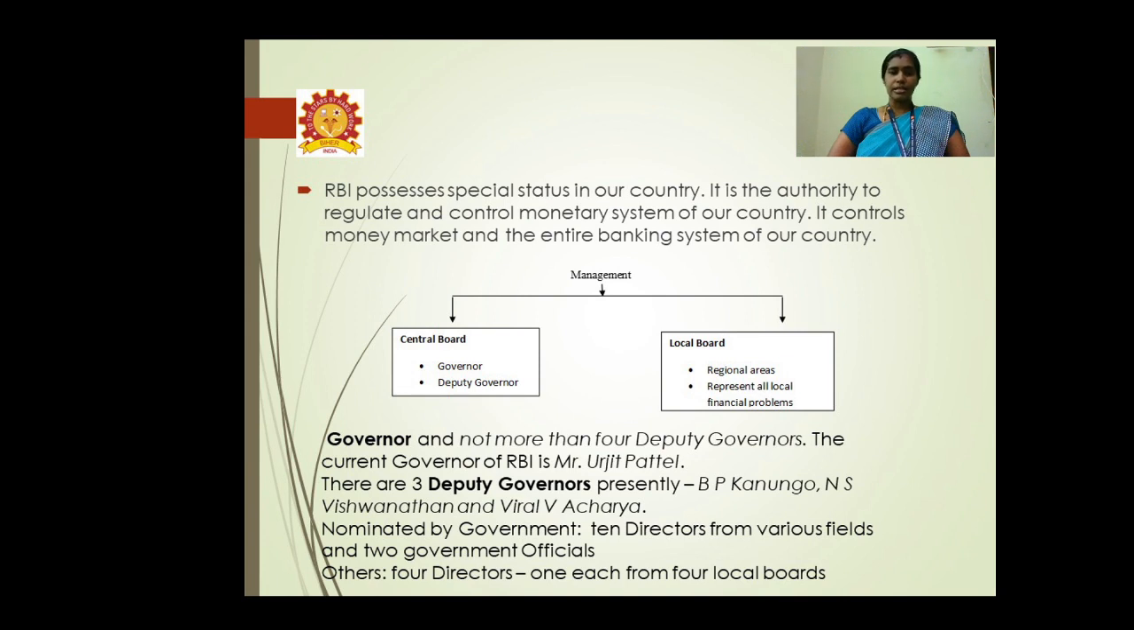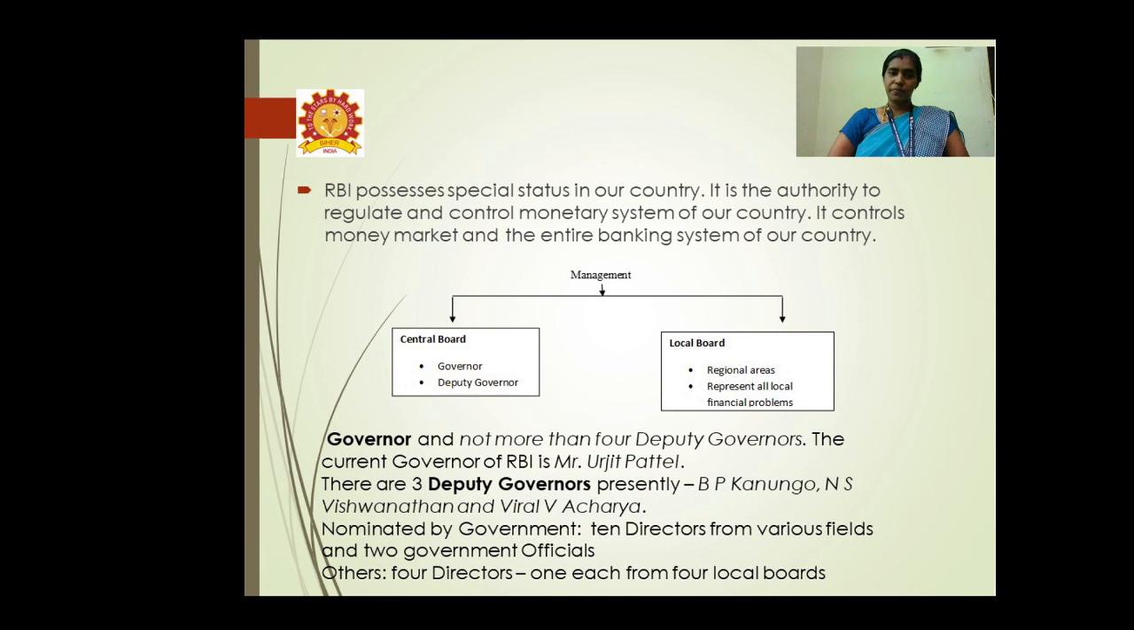RBI possesses special status in our country. It is the authority to regulate and control the monetary system of our country. It controls the money market and the entire banking system of our country. So RBI definitely has a special status in our country, because it is the central bank of our country. It has the authority to regulate and control the monetary system completely. RBI is taking the responsibility and authority to regulate and control not only the financial system, the monetary system is also taken care of by the RBI. It is taking care of all the banks and all the money market instruments. So the entire banking system of our country is under RBI.